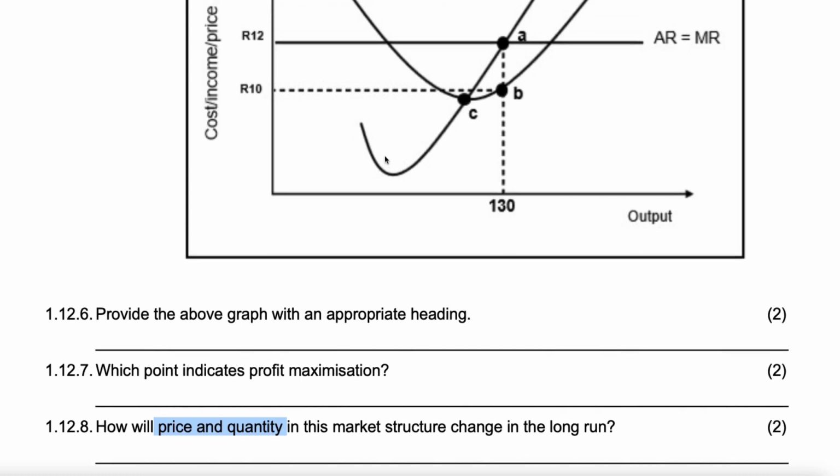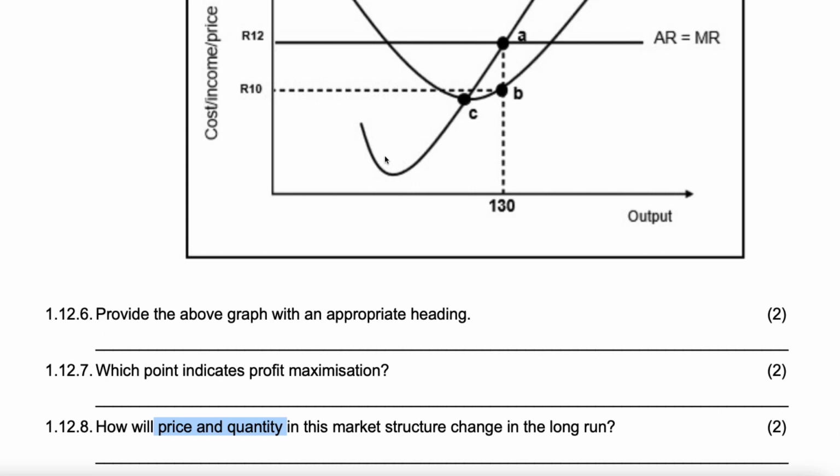First you want to say price will decrease, say from 12 to 10. And what's going to cause that decrease, obviously, is the entrance of new firms into this market structure. There are no barriers to entry, so they will enter. And what's attracting them is the economic profit that is made by individual firms in the short run. So you will say price will decrease and then quantity will increase as new firms enter.